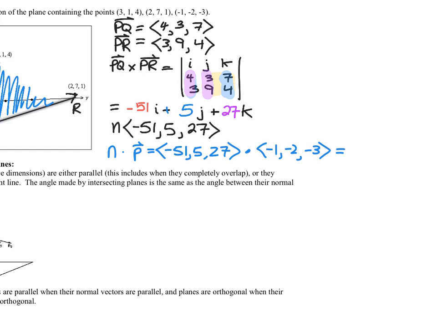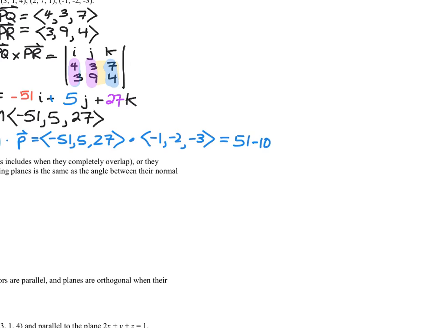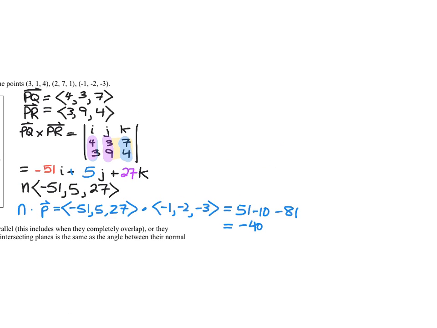All right, so we're looking at 51 minus 10 minus 81. 27 times 3 is 81, right? Yeah. So 51 minus 81 is negative 30. Negative 30 minus 10 is negative 40. All right, so this is our D value.